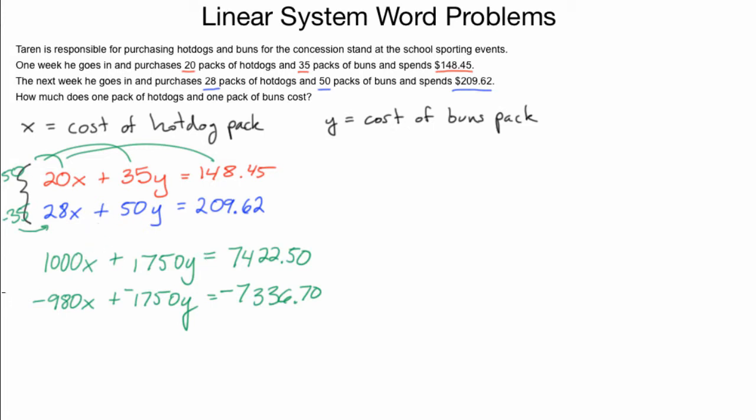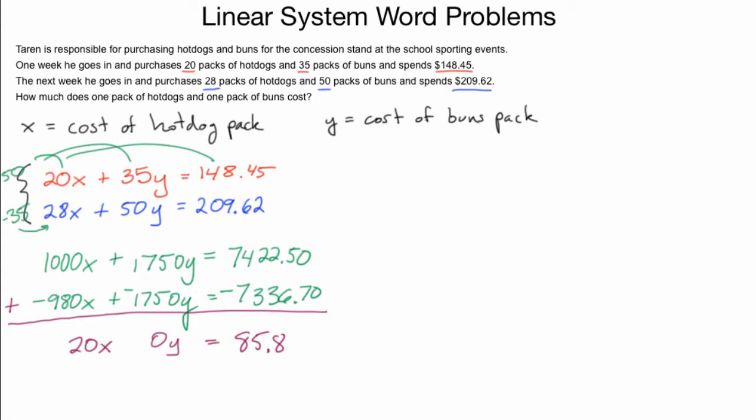All right, let's add them together and see what we got. So I'm going to use my elimination method. I've got opposites here. The y's are going to turn into 0. Now I just got to figure out what's going on with my x's and solve for x. So 1,000 plus negative 980, that's going to leave 20x. That's nice. That's not too bad. Equals, and let's do 7422.5 plus negative 7336.7, and we get 85.8. All right, so 20 times x equals 85.8.